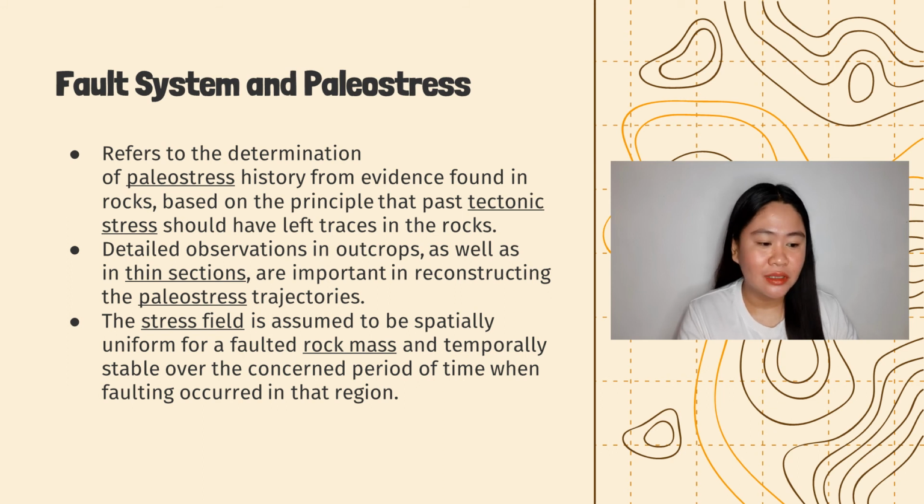The stress field is assumed to be spatially uniform for a faulted rock mass and temporally stable over the concerned period of time when faulting occurred in that region. In other words, the effect of local fault slip is ignored in the variation in small-scale stress field. Moreover, the maximum shear stress resolved in the fault surface from the known stress field and the slip on each of the fault surface has the same direction and magnitude.